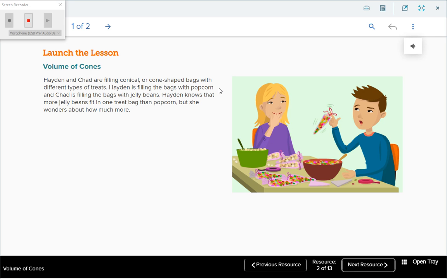Okay. All right. So let's think about what we're talking about when we talk about volume of a cone. Hayden and Chad are filling conical, or cone-shaped, bags with different types of treats. Hayden is filling the bags with popcorn. Chad is filling the bags with jelly beans. Hayden knows that more jelly beans fit into one treat bag than popcorn, but she wonders how much more.